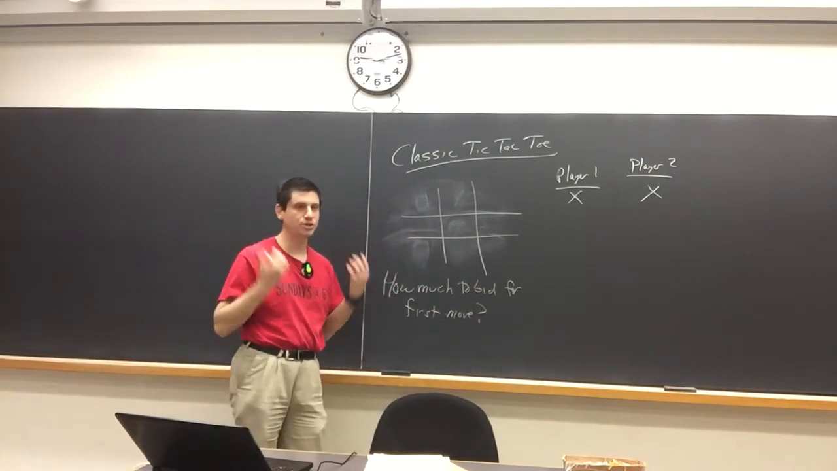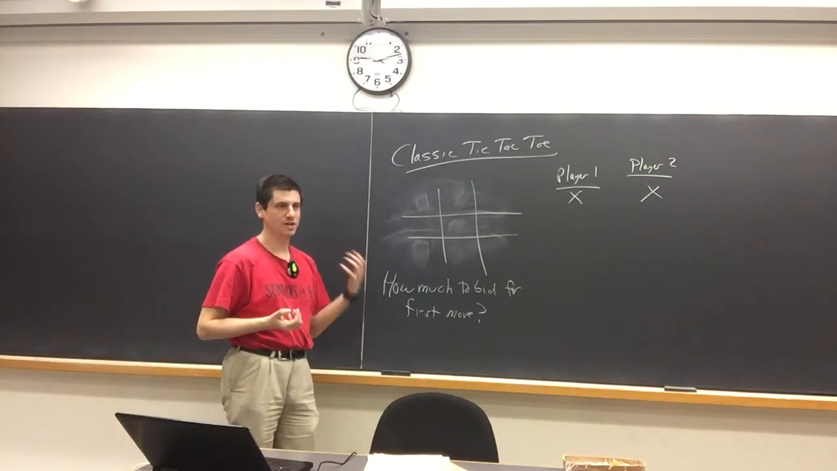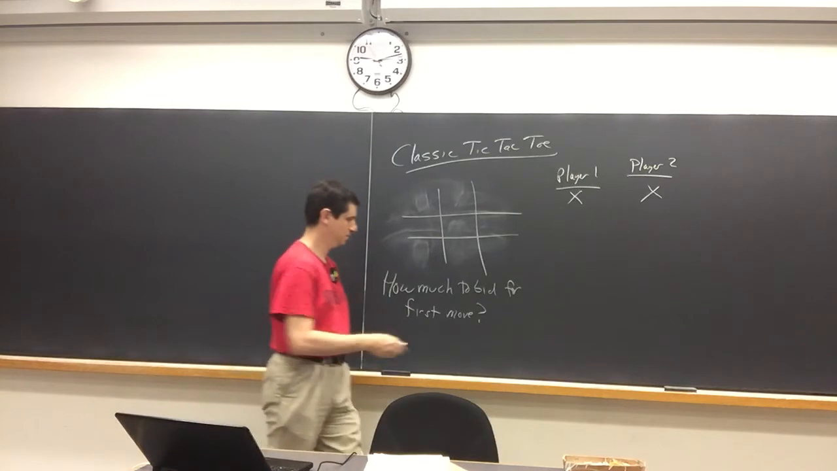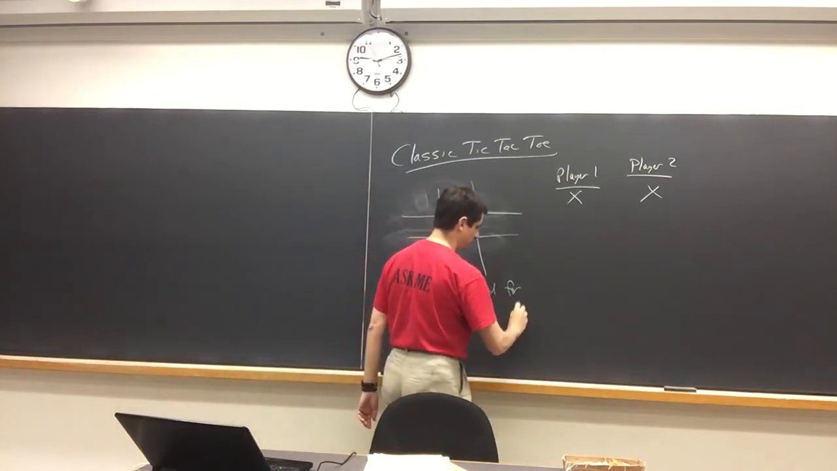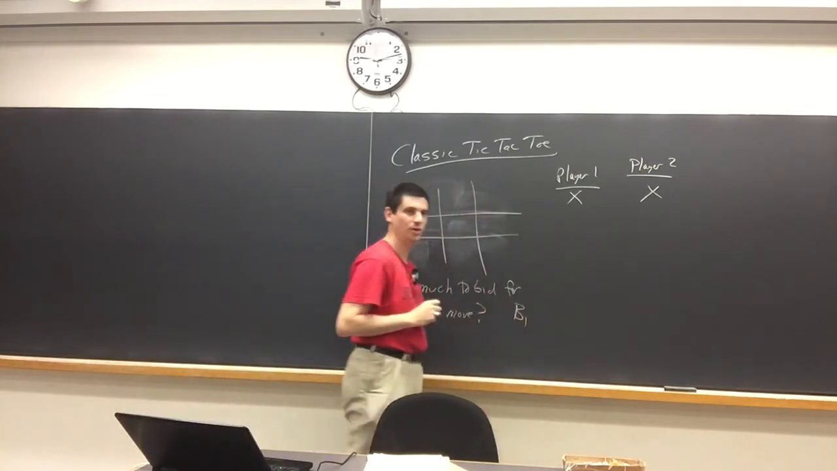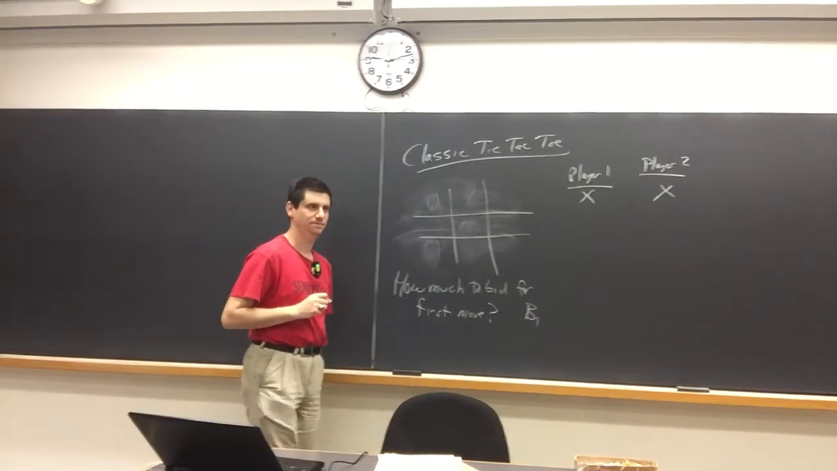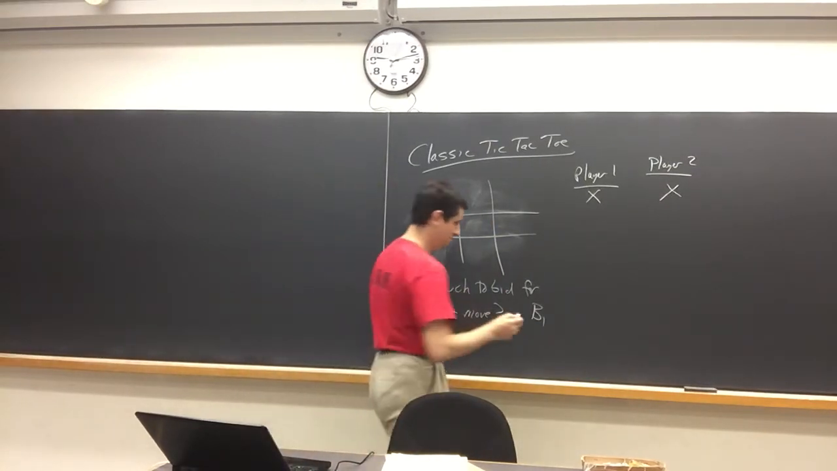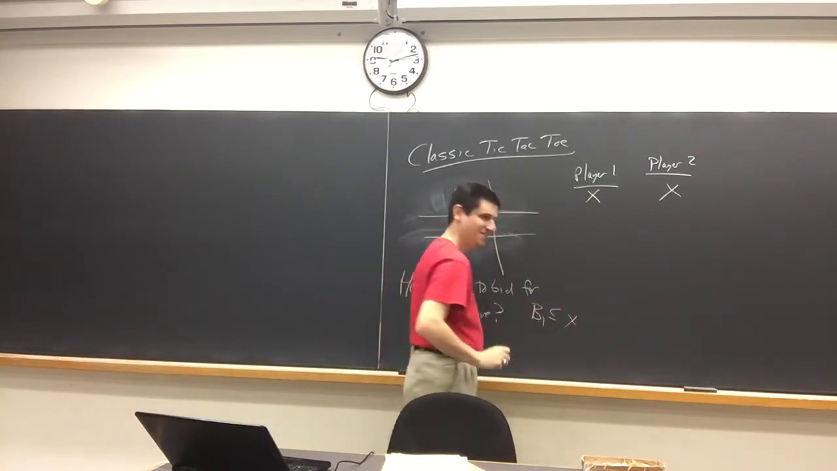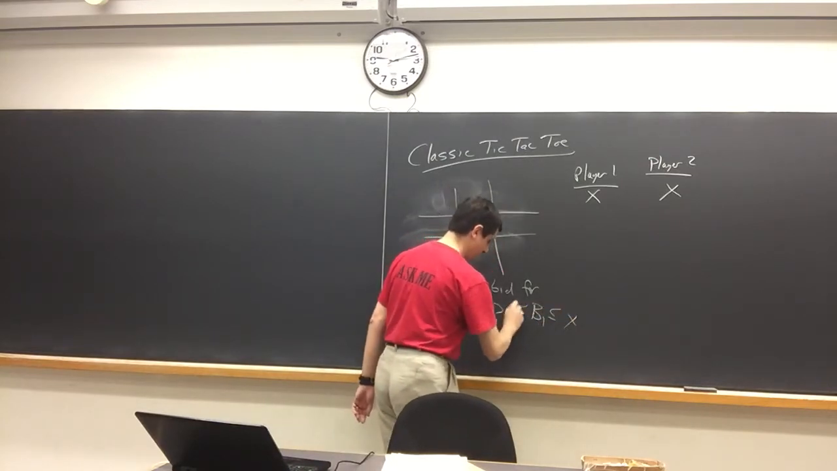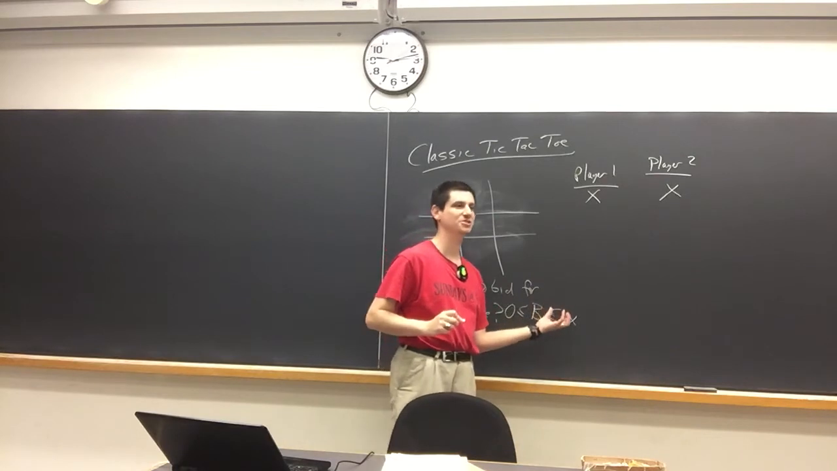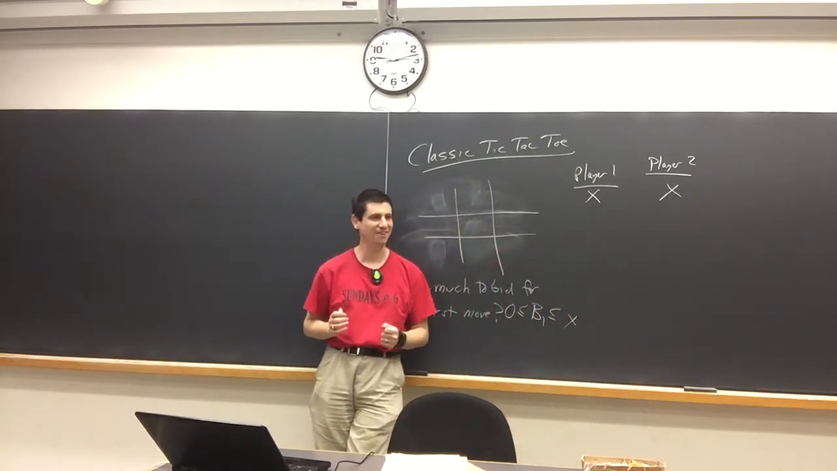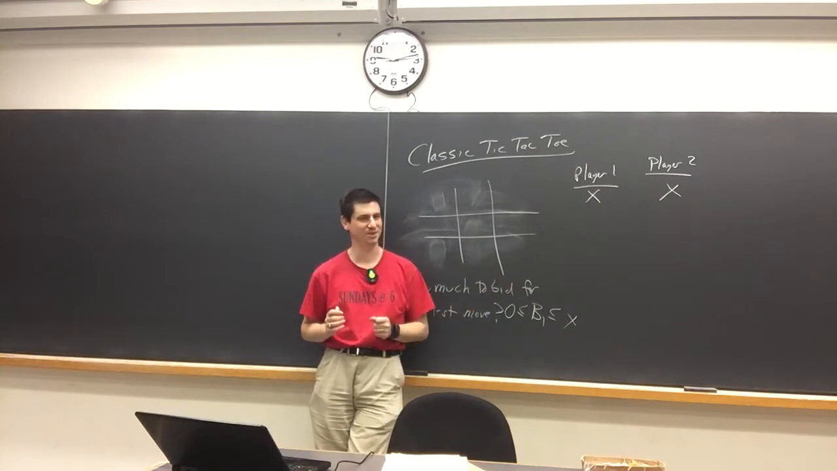So I always like to walk before I run. Can anybody give me any bounds? So if we call that first move B1, what can you tell me about B1? Less than or equal to X. Thank you. Perfectly useless, but it starts the conversation, right? We can't bid more than we have, and we can't bid a negative number.